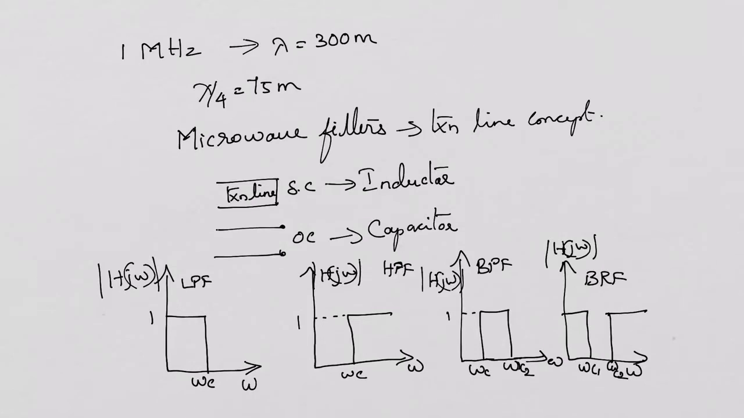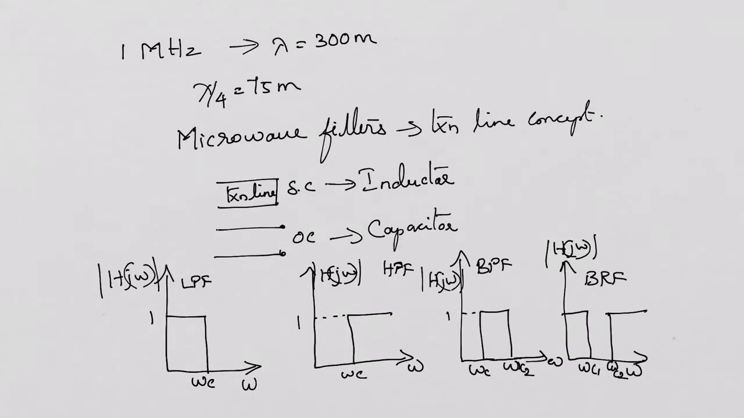Right. So first let us look at the amplitude responses of ideal filters. Here is the ideal low pass filter frequency response, which will pass all the frequencies up to omega c, and it will not pass the frequencies above omega c. Similarly, the ideal high pass filter passes the frequencies above omega c, and frequencies below omega c are not passed by it. Similarly, band pass filter and band reject filter.